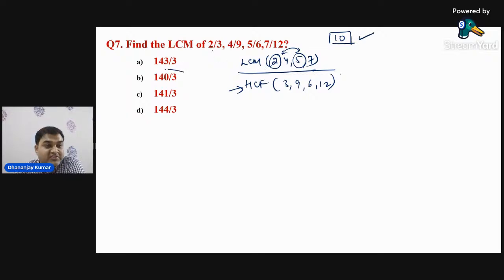So any number which is ending with 0 as the numerator will be my option. Only B was satisfied by this condition. Remaining all did not satisfy. So I will directly tell 140 by 3 is the right answer.